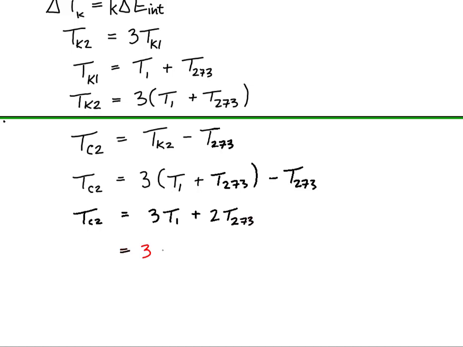So 3 times the temperature of the first flask in Celsius degrees. So the temperature of the first flask we were given was at 0 degrees Celsius, plus 2 times 273 degrees Celsius. So this gives us an answer of the temperature of the second flask in Celsius is 546 degrees Celsius.